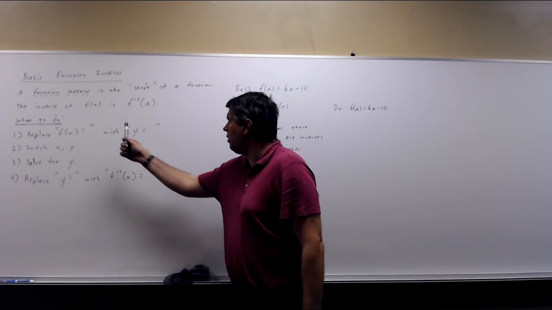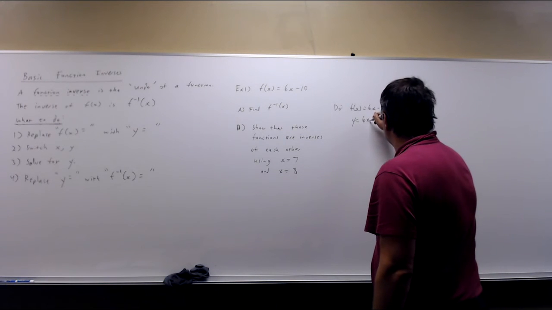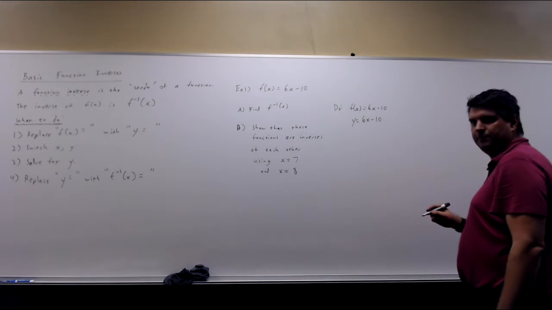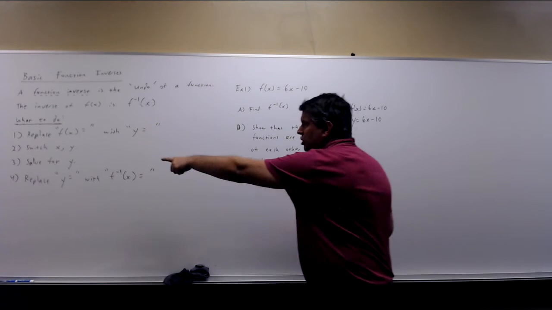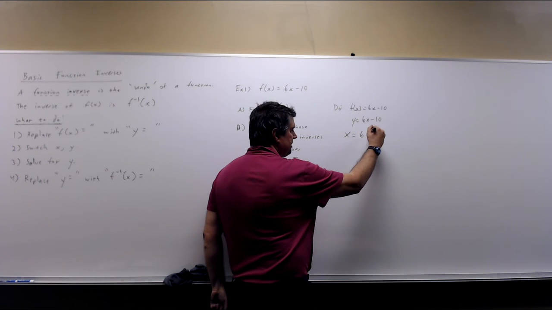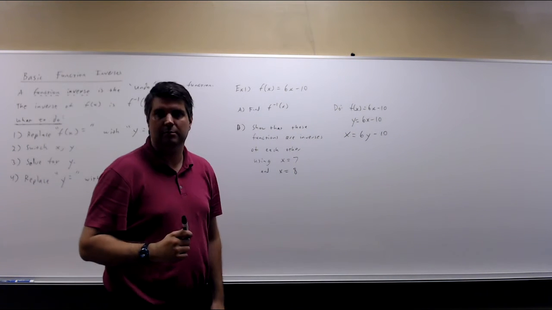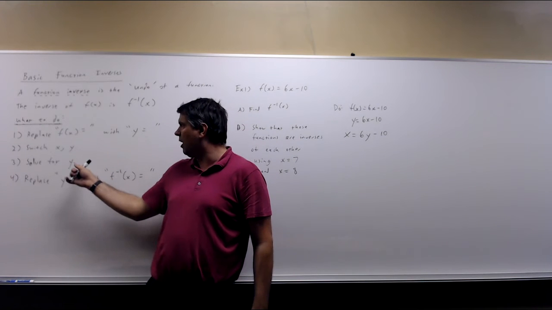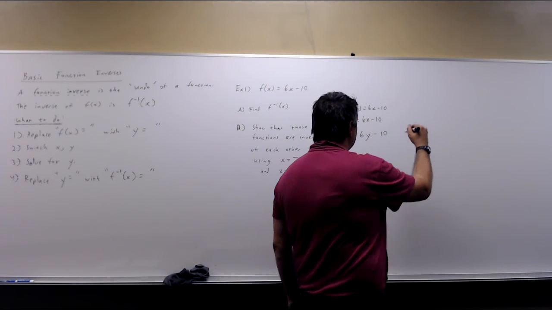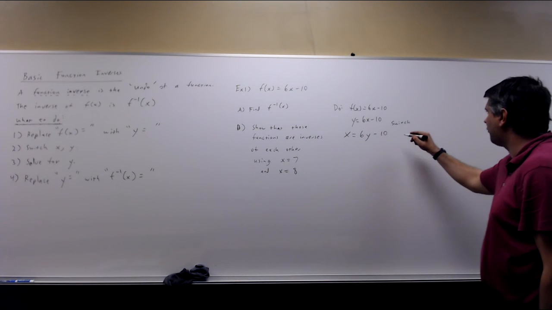Step 1, replace f of x equals with y equals. Okay? Step 2, switch x and y. So this is now going to be x equals 6y minus 10. Okay? Switch x and y, solve for y. Okay, now we're going to solve for y.